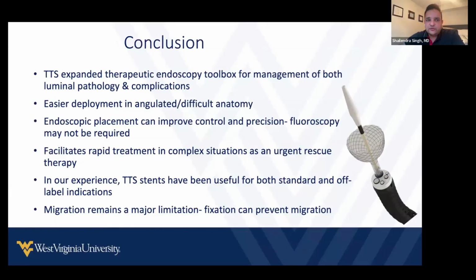So in conclusion, through the scope stents and the availability of larger size stents has definitely expanded our endoscopy toolbox, not only for management of strictures, but also for a lot of complications that we see in therapeutic endoscopy. It's an easier deployment, especially very helpful in difficult angulated anatomy. And endoscopic placement can improve control and precision.